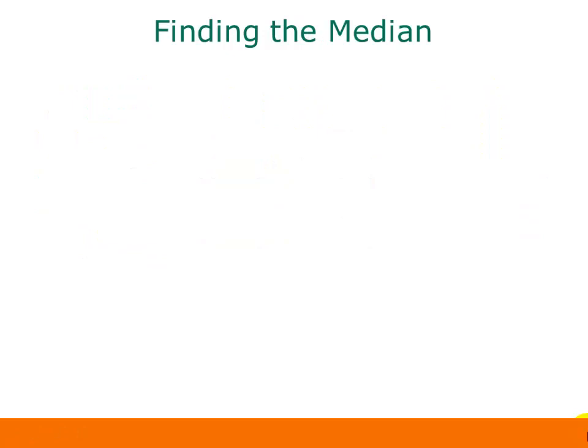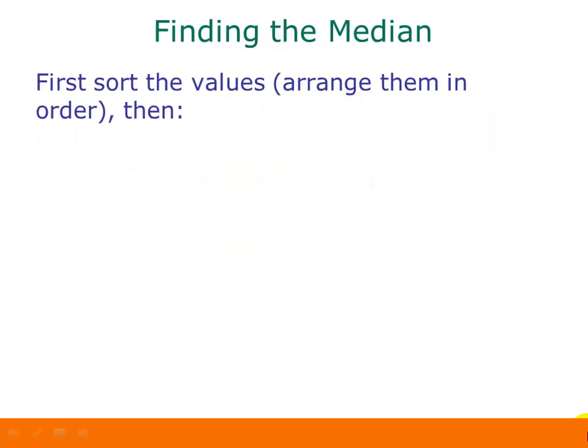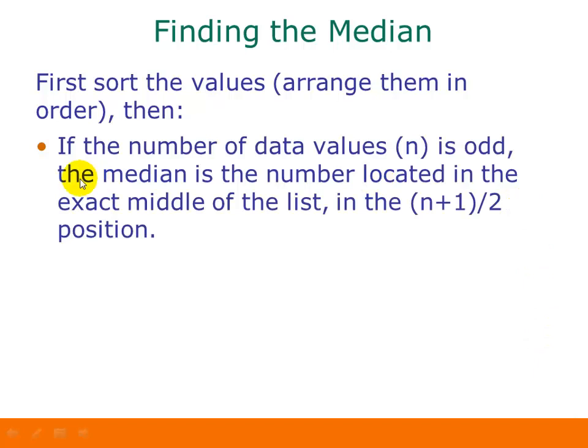So to find the median for a set of data, first we have to sort the values, arrange them in order from smallest to greatest, and then how many values we have determines what we do with them. If we have an odd number of data values, then the median is the number located exactly in the middle of the list. The position that it will be in the list we can find by taking n plus 1 and dividing that by 2.